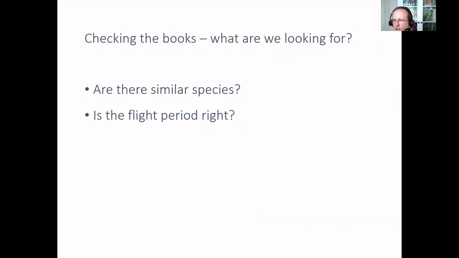Flight period is a potentially useful piece of information, but it's worth bearing in mind that the changes in climate mean that things fly at funny times of year. I remember a few years ago, Dave Beveridge in Caerphilly had a knotgrass come to his window in the deep snow in December, which is completely outside of any sensible flight period or any sensible weather for a moth that should be on the wing from May onwards. So flight period can be useful, but it's not very reliable.